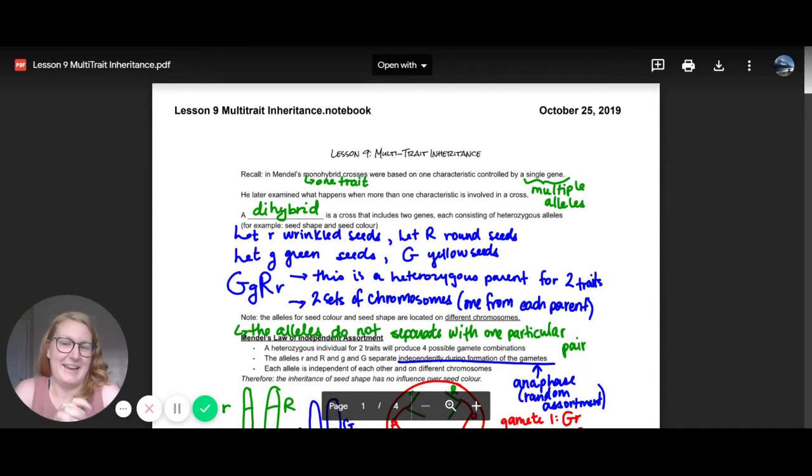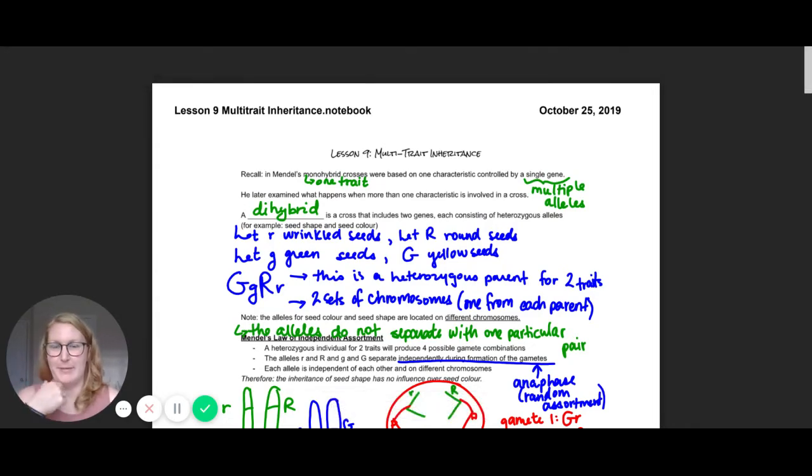Now, what we're looking at is Mendel took it to the next level. He extended that further and he started to look at two traits at a time rather than just one trait at a time. So I'm going to go back to what we talked about in Mendelian genetics, rather, which is some different traits he looked at in pea plants.